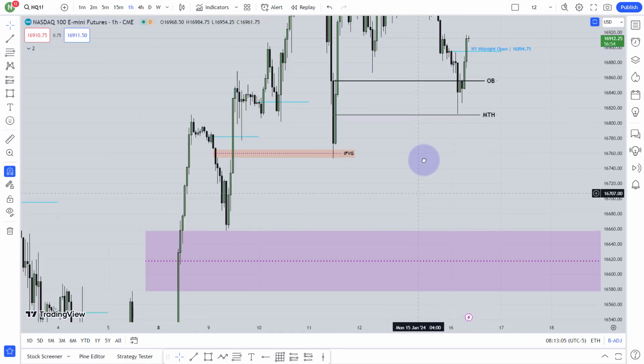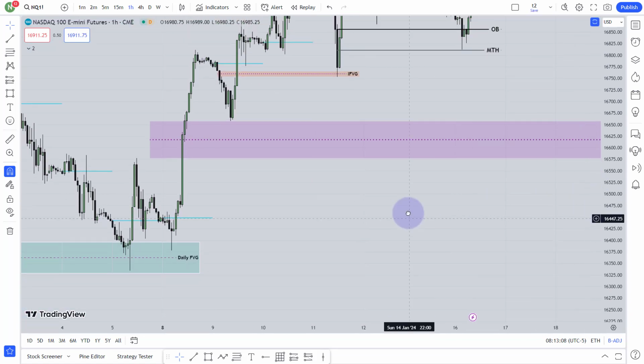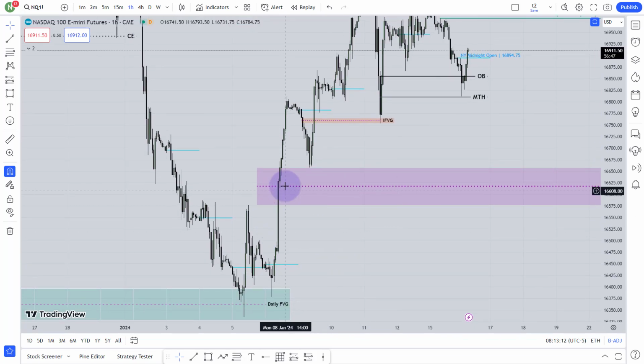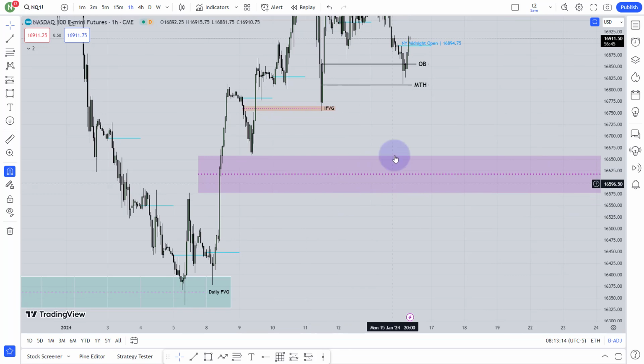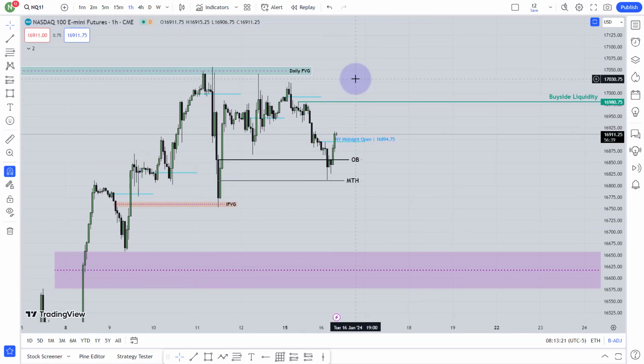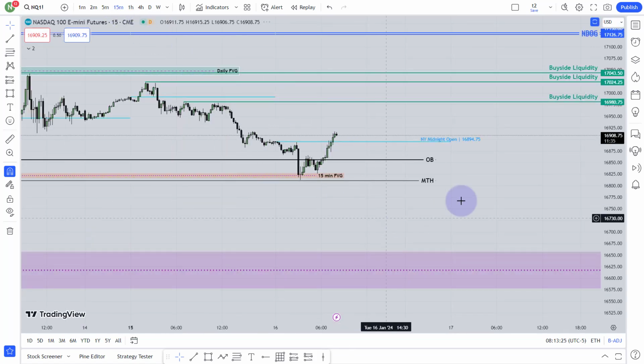When it starts to go lower, I don't see any clear liquidity from the hourly chart, but it can go toward that fair value gap or this daily fair value gap. It can go toward any of those levels, but right now I'm thinking it will go higher and the dollar will expand lower. So I'll go to the 15-minute chart now.